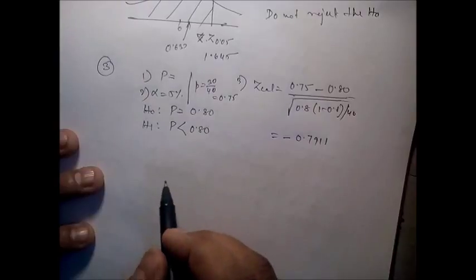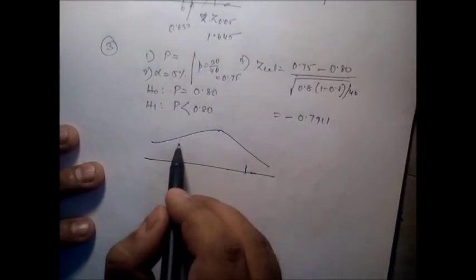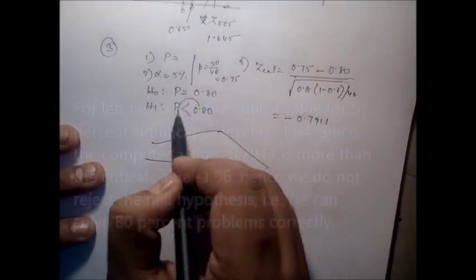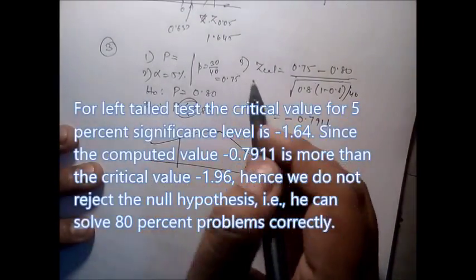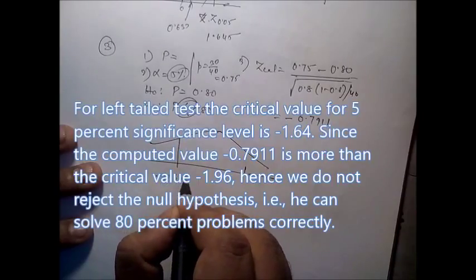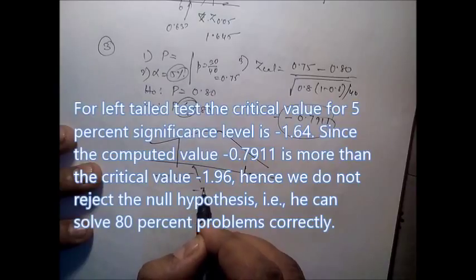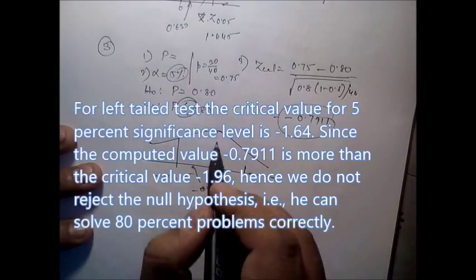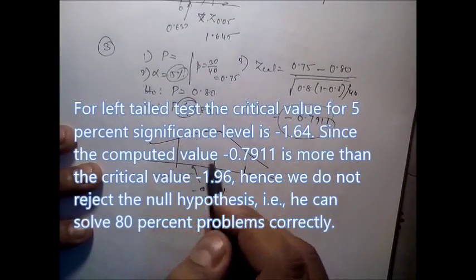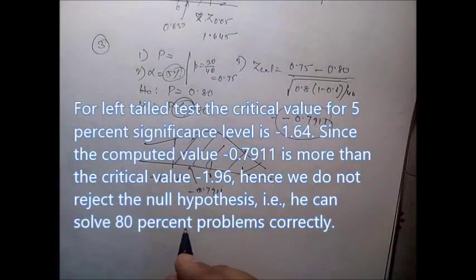Okay, so it is a left tail test. And alpha is equal to 5%, so the critical value is minus 1.645, and our value is minus 0.7911. So it is in the acceptance region, so do not reject the null hypothesis.